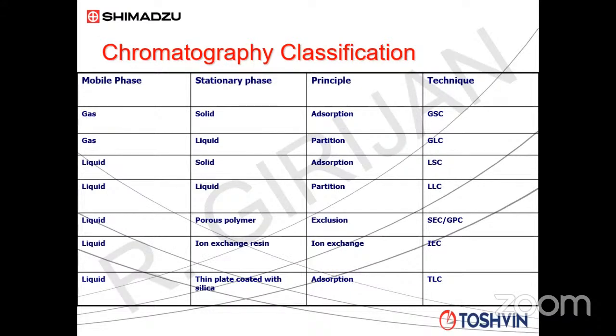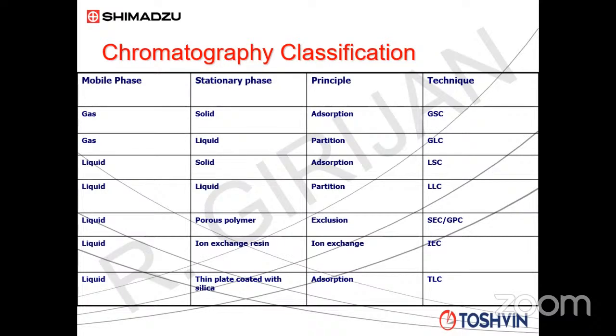We use liquid as the mobile phase. We are going to use a porous polymer having well-defined pore sizes as the stationary phase. And the principle of separation is based on size exclusion, that is, separation based on the molecular size. The technique is known as size exclusion chromatography or gel permeation chromatography. It's a very important technique, especially in polymer characterization, GPC or SEC.